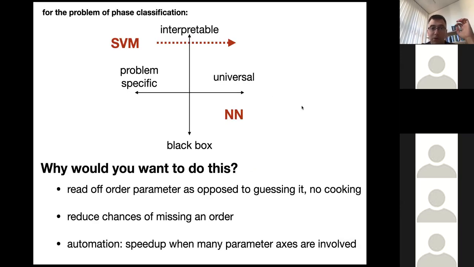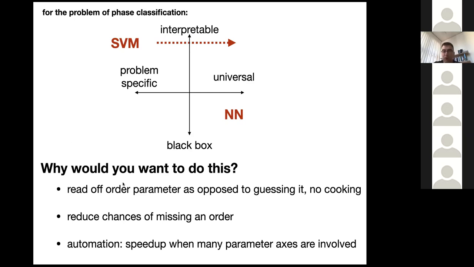Okay, so for the problem of phase classification, what we have done is the following. If you compare support vector machines with neural networks, typically a neural network is universal, but is more difficult to interpret, whereas an SVM is generally considered more problem specific and easier to interpret. Now, what we would like to do is, for this particular problem, push the SVM into a universal tool while keeping the interpretability. So this would be the main goal of our project.